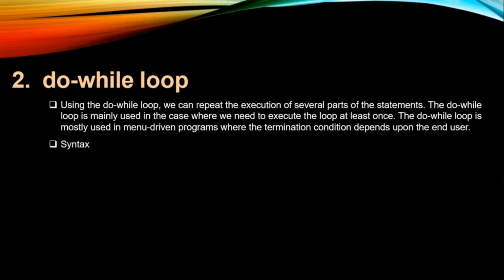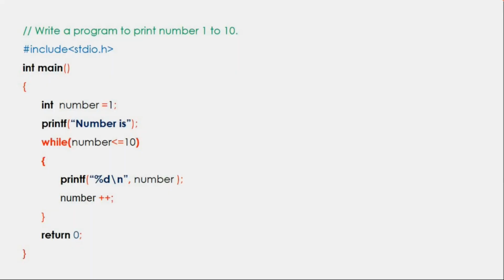The syntax is: do, open curly braces, write some code to be executed, close curly braces, and write the condition for the do while loop. Let's move to the coding section and see how the example works. This is the previous while loop example to print 1 to 10 numbers. In this video, we will print 1 to 10 numbers using a do while loop.